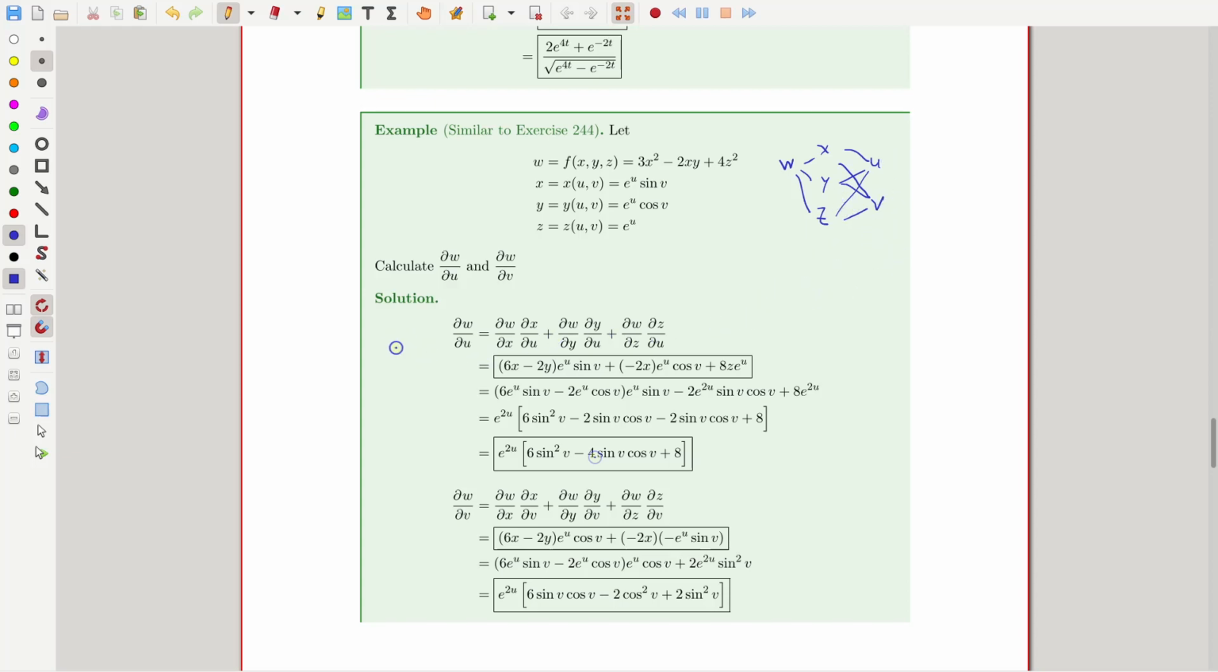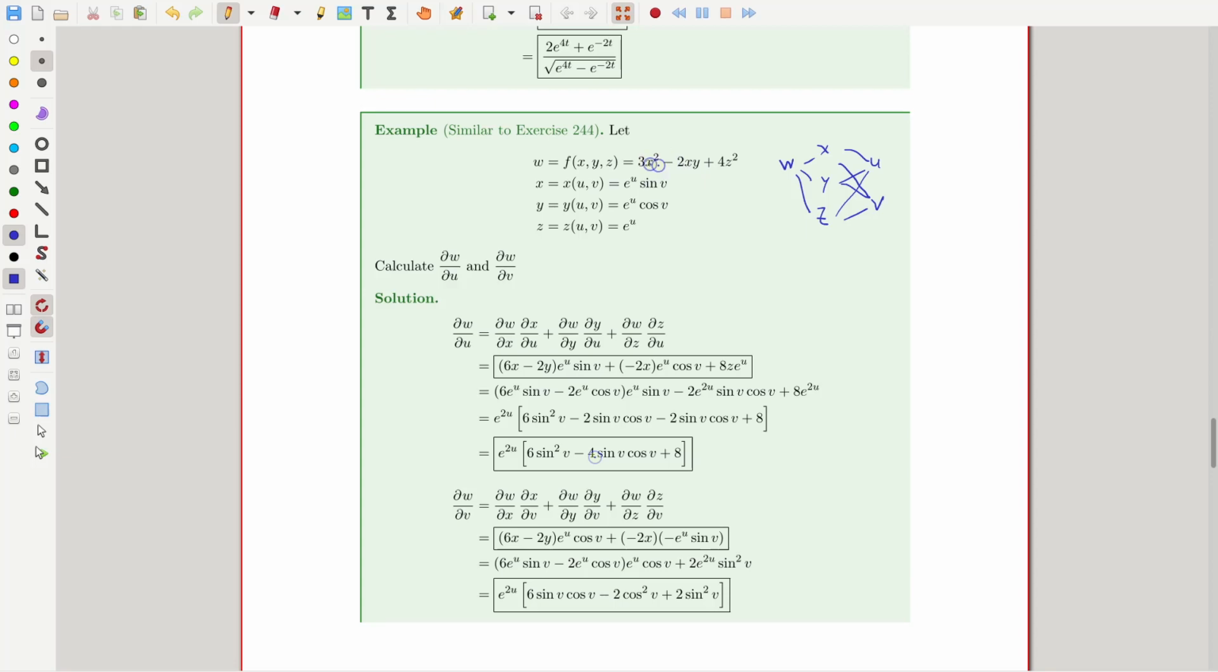All right, so computing dw du would have 3 different terms, right? Because they pass through x, y, and z. So you have one that passes through x, y, and z, and then you'd compute those derivatives. Now the partial derivatives of w, I should say, are pretty straightforward. So dw dx is 6x minus 2y.